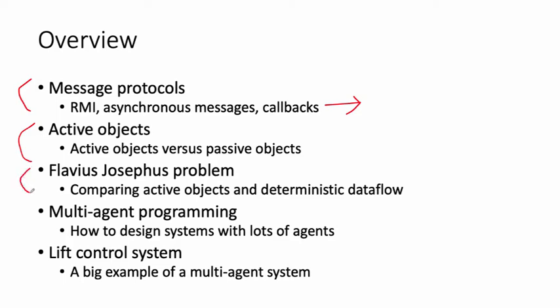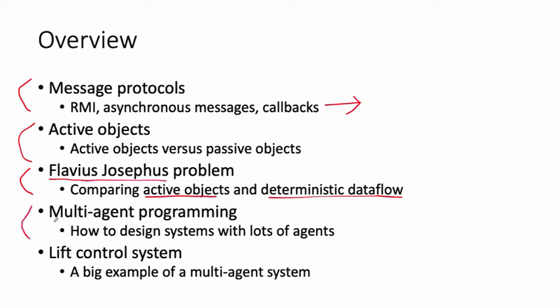And then I will show a very interesting problem called the Flavius Josephus problem. This way we will compare active objects and deterministic data flow. They look completely different when you program with them, but actually what happens can be very similar. So it's really interesting to compare those two. We're going to solve Flavius Josephus using both of those.